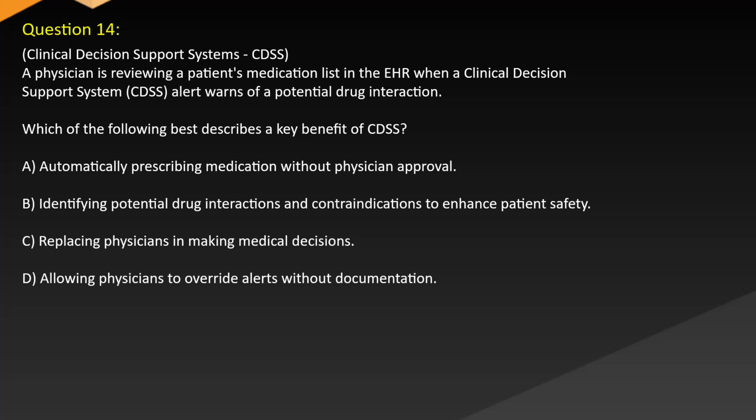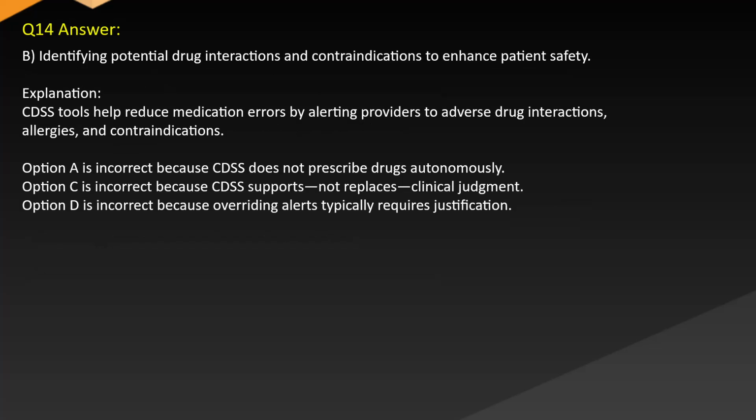A. Automatically prescribing medication without physician approval. B. Identifying potential drug interactions and contraindications to enhance patient safety. C. Replacing physicians in making medical decisions. D. Allowing physicians to override alerts without documentation. Answer: B. Identifying potential drug interactions and contraindications to enhance patient safety.